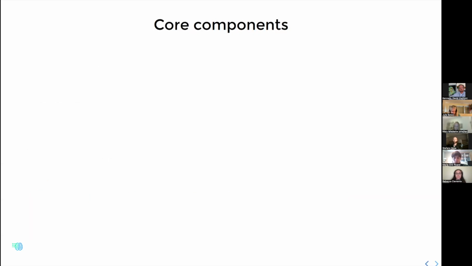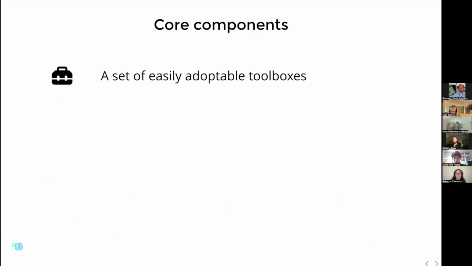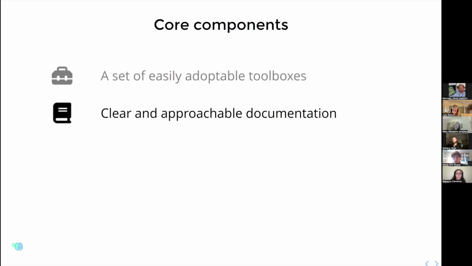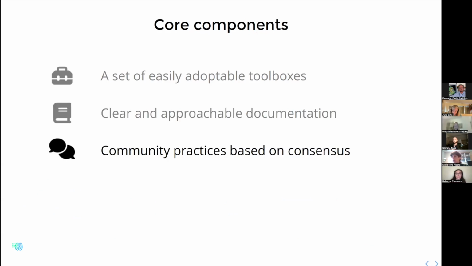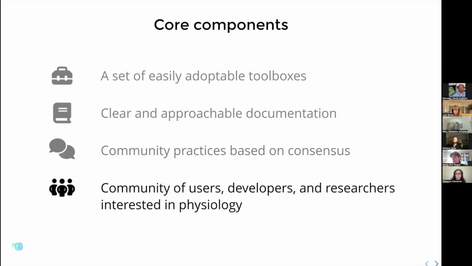So there are 4 core components in Physiopy. One is the set of easily adoptable toolboxes. Mary and Maria are going to talk about them later. A clear and approachable documentation, community practices based on consensus, and then Ines and Becca will talk about that. And then finally, and most importantly, the community of users, developers, and researchers interested in physiology.